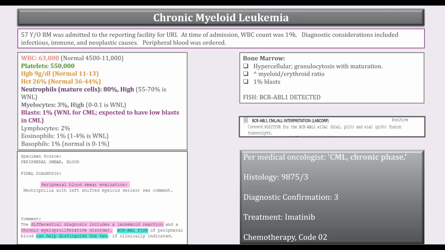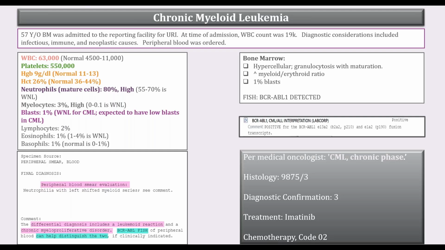So the white blood cell count was 63,000, which was high. The platelet count was 550,000, also high. Hemoglobin was 9, which is low. Hematocrit was 26%, also low. Neutrophils, so mature cells, 80%, they're high, which we'd expect to see. Myelocytes, 3%, also high. And the blasts were 1%.